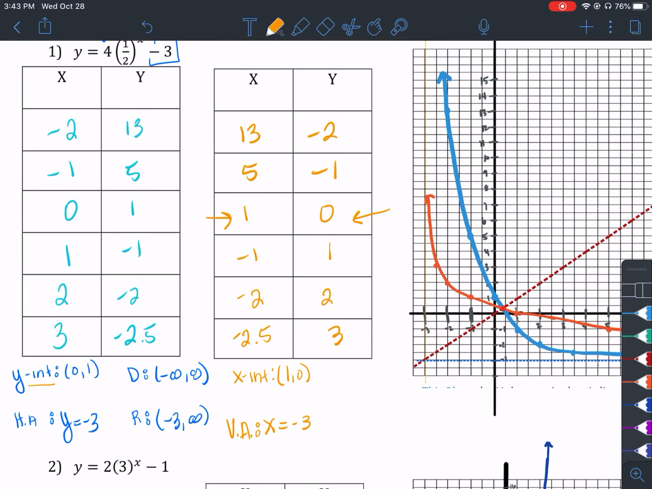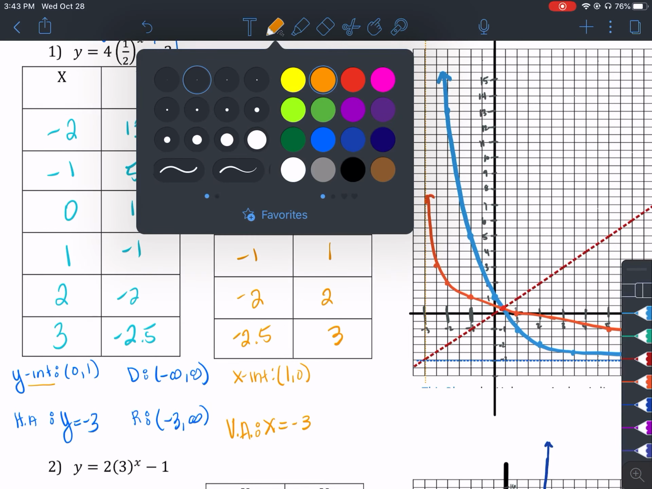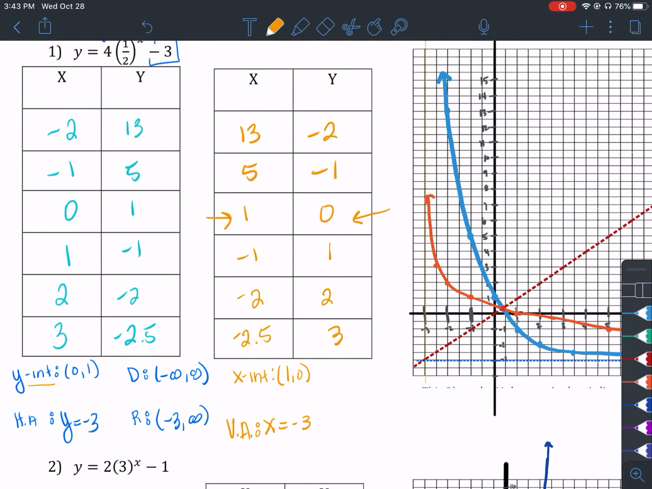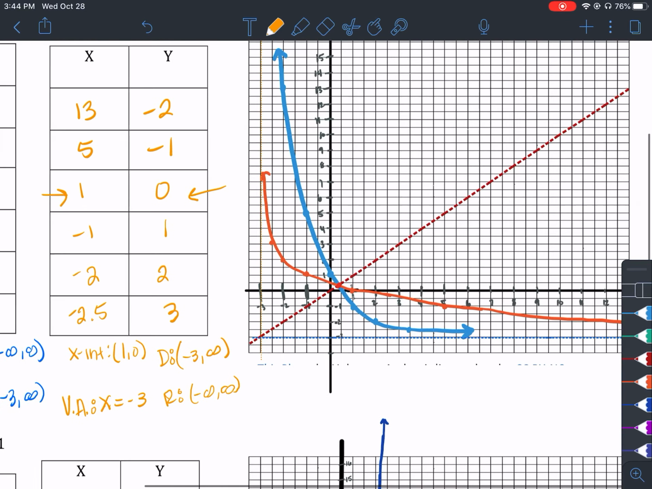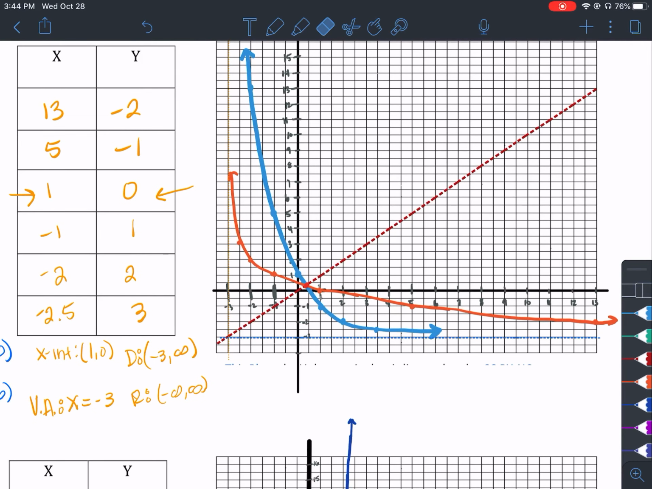The last thing that we saw then was that we talked about that the domain and range will also switch places. So here, my domain is going to become what my range was, so -3 to infinity, and my range is going to become what my domain was, so -infinity to infinity. If we look at the graph, once again, we're looking at the orange one now. We can check that out.